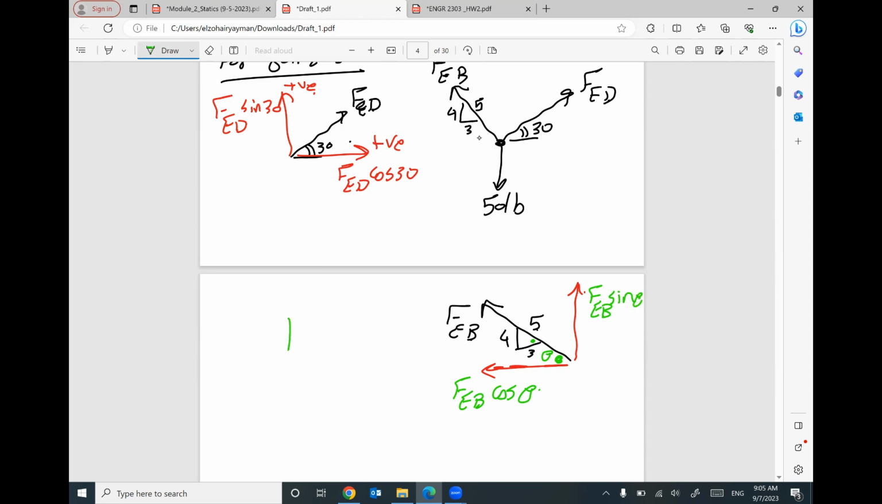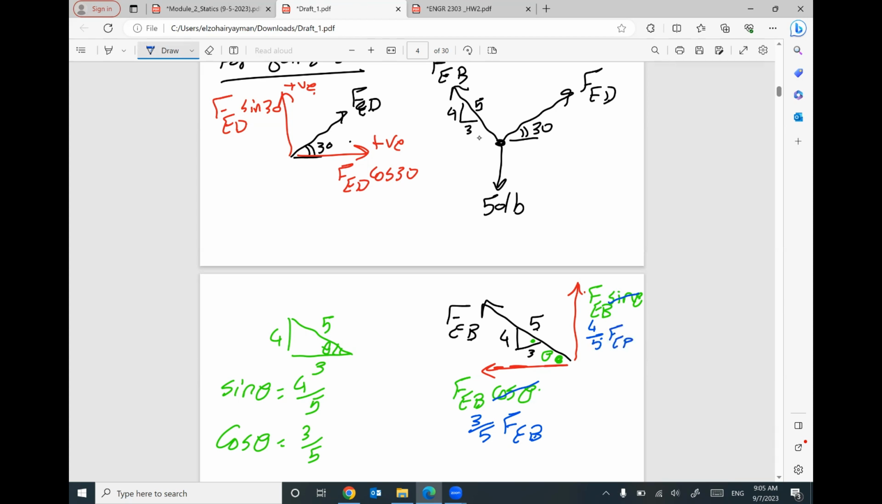From this right angle triangle, based on your selection, this is your angle, theta. This is 3, this is 4, this is 5. I can say sine theta equal 4/5. Cosine theta equal 3/5. So I can remove this cosine and put 3/5 FEB. I can remove this sine and put 4/5 FEB. This direction is positive. This direction is negative. What else?